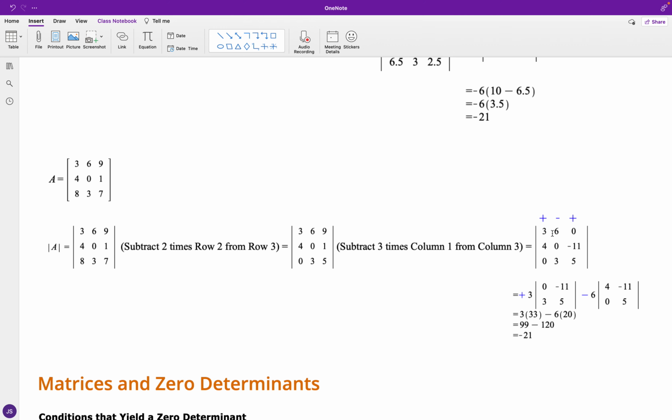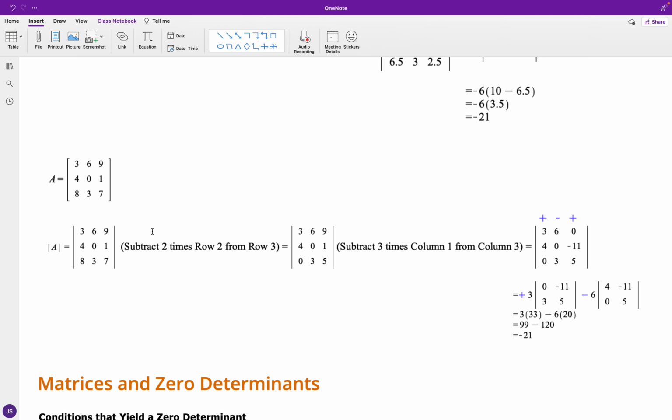And just looking at what we have here, with the cofactor signs, again, in the top row we have a plus minus plus arrangement. So we have plus 3 times the minor of the first row, first column, and the minor value comes out to 33. And I have minus 6 times the minor of the first row, second column. That's going to end up with a minor value of 20, and here we have 99 minus 120, which comes out to negative 21.